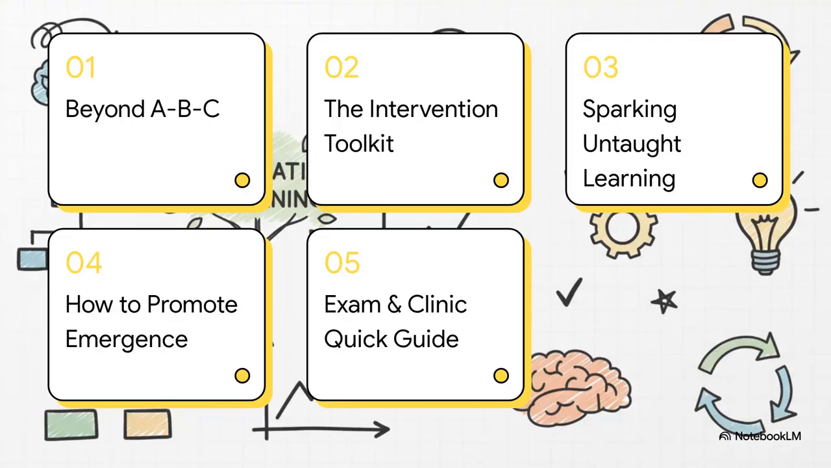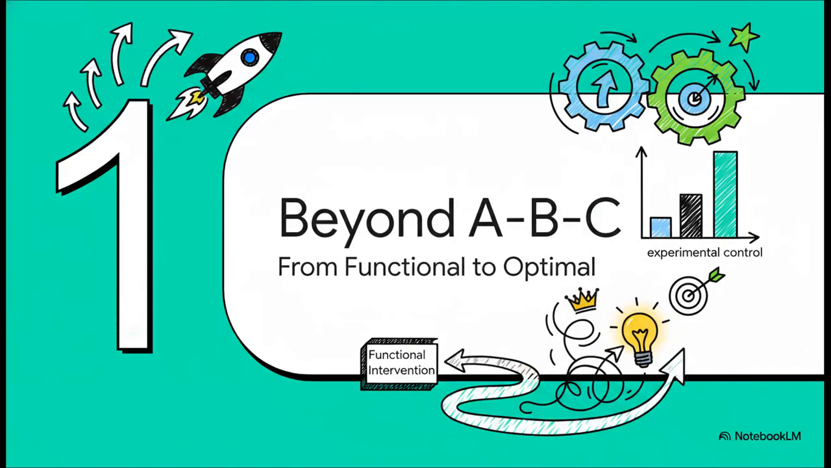So here's our game plan for this session. First, we're going to shift our mindset, moving beyond just the basic ABCs. Then we'll open up what I like to call the intervention toolkit from D8, and we'll break down 3 really powerful types of analysis. After that, we dive into the magic of G19, how to actually spark learning that you didn't even directly teach. We'll look at the nuts and bolts of how to make that happen. And then we'll wrap it all up with a quick guide you can use for the exam and, honestly, in your very next session.